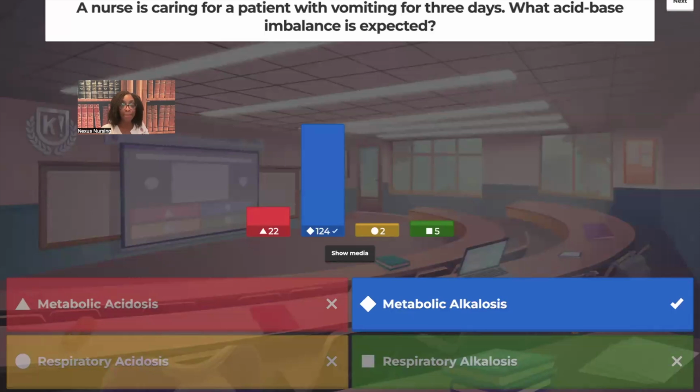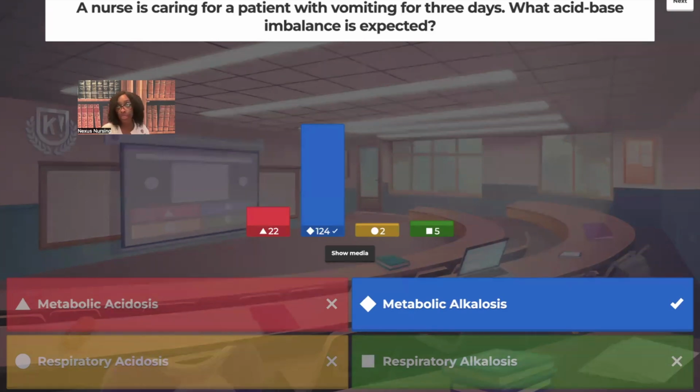Very good. Metabolic alkalosis. We know it's metabolic because it has nothing to do with the lungs. They didn't mention any shortness of breath. They didn't mention any hyperventilation. They didn't mention tachypnea, nothing. So we know we're talking about metabolic.